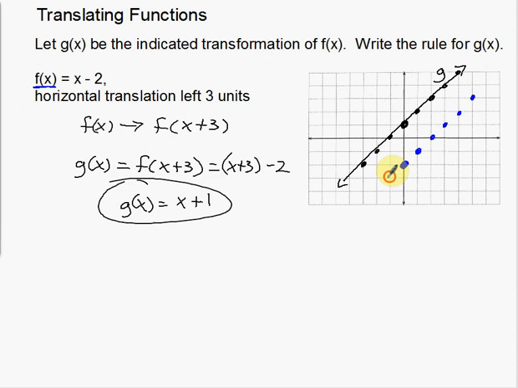Connect the dots. And there we go. Okay, and that's my f function. Now, what I wanted to do is take my f of x function and horizontally translate it 3 units to the left.